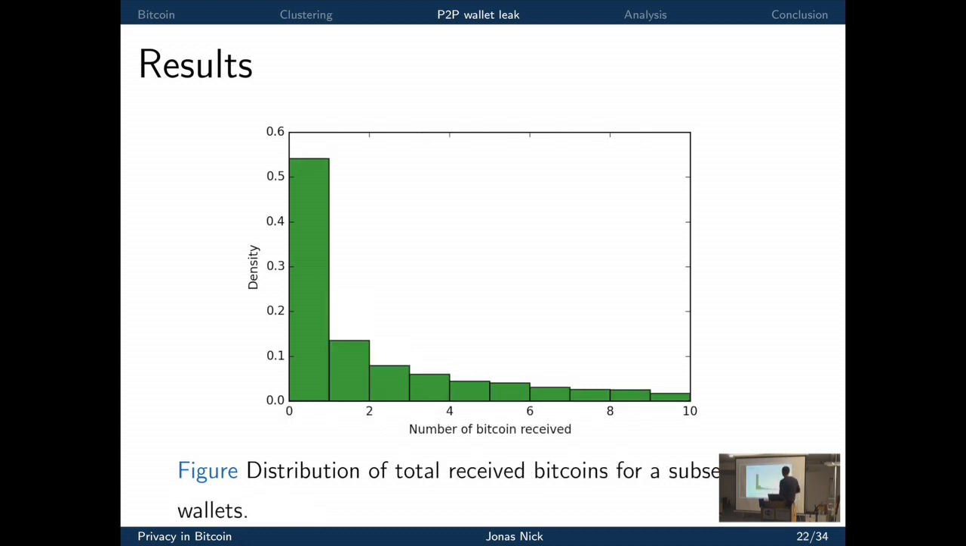And you can, for example, also compute the total received bitcoins for that wallet. So you see that more than 50% received between 0 and 1 bitcoin, and around maybe, let's say 12% or something received between 1 and 2 bitcoin. But we also had a wallet in there which received more than 60,000 bitcoin.